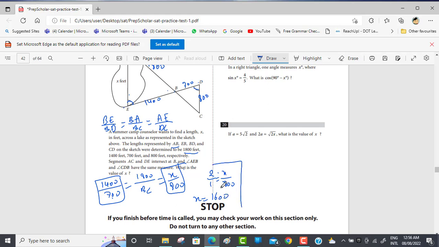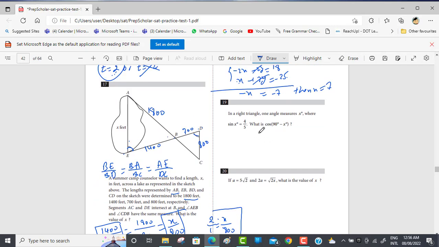You just use Thales property, Thales theorem, or you can use similar triangles. Now we can go to exercise number 19. As you know, in the trigonometry lesson in chapter 4, whenever you have 90 degrees in cosine, cosine of 90 minus x is always sine x, and whenever you have 90 degrees in sine, sine of 90 minus x is always cosine x.